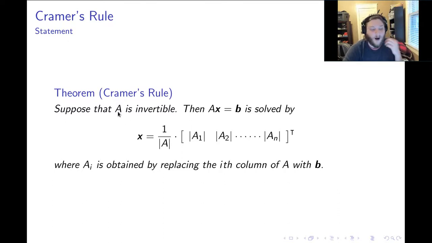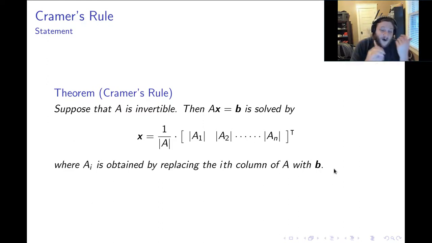Let's say that we know a matrix A is invertible, and we're studying the system AX equals B. It turns out that there are formulas for each of the individual coordinates of the solution vector X. What this says is that X equals 1 divided by the determinant of A, multiplied by the vector of determinants of A1, A2, up to AN, where A sub i denotes the matrix obtained by replacing the ith column of A with the vector B. So here we have an explicit formula for all of the coordinates of the solution vector X to AX equals B, under the condition that A is invertible.